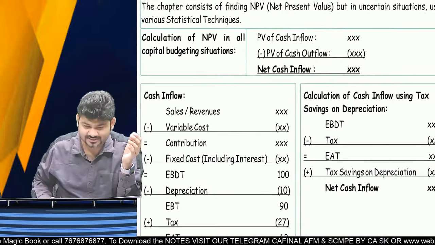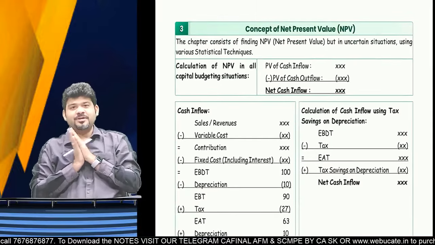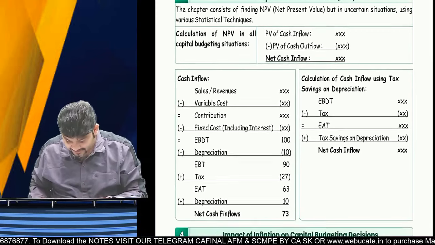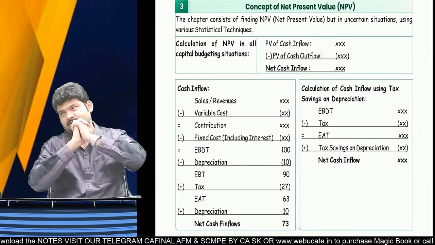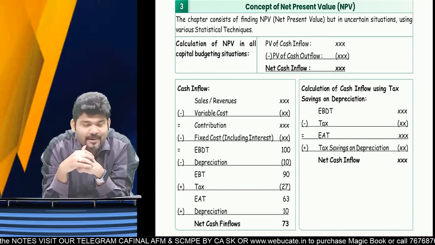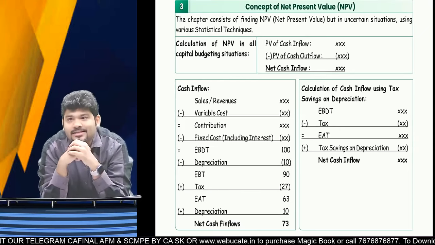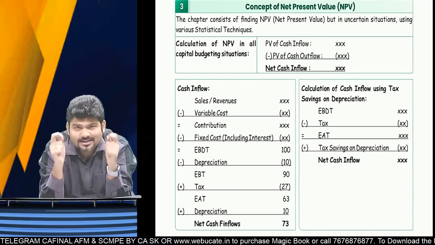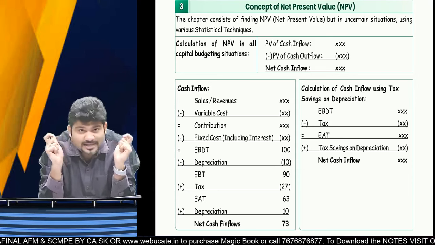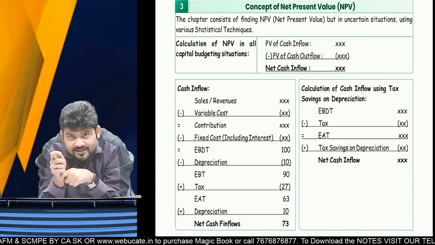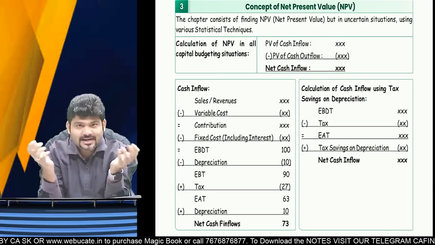The first thing starts with, obviously, the concept of NPV. When you speak of capital budgeting, the word NPV is almost identical to capital budgeting. Now, what is NPV? It is the net present value. This is the metric through which we decide whether the project has to be accepted or rejected. If the NPV is positive, we will accept the project. If the NPV is negative, we will reject the project.